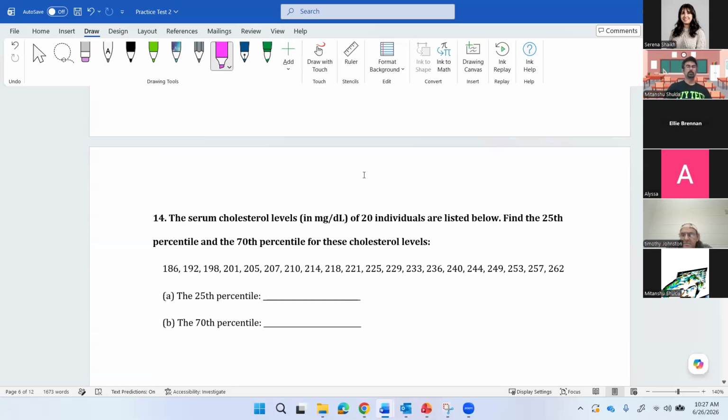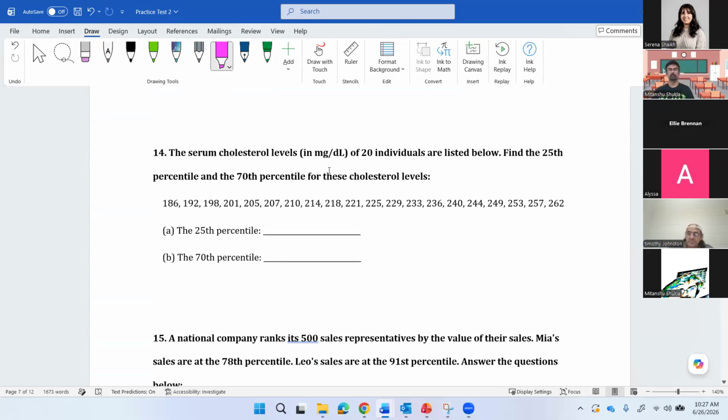All right. Number 14. Serum cholesterol levels in milligrams per deciliter of 20 individuals are listed below. Find the 25th percentile and the 70th percentile for these cholesterol levels. Now, this one you have to make sure that this is in order. That should be step one, okay? And I'm pretty sure these are in order.